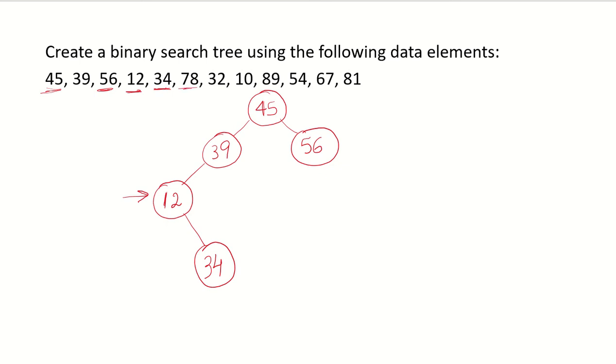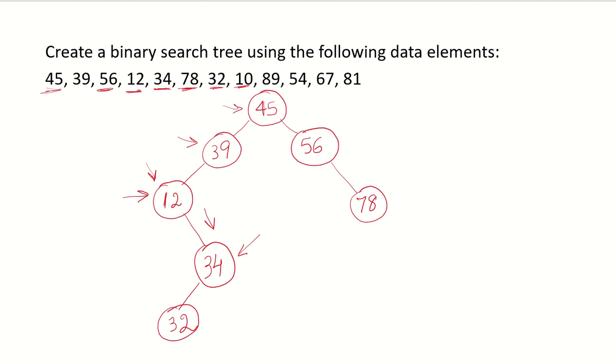Next element is 78, which is greater than 45 and greater than 56. So it will come as the right subtree of element 56. Next is 32. 32 is less than 45, less than 39, greater than 12. So we will check the right subtree. We come to this node now. 32 is less than 34, so it will come to the left subtree of 34.